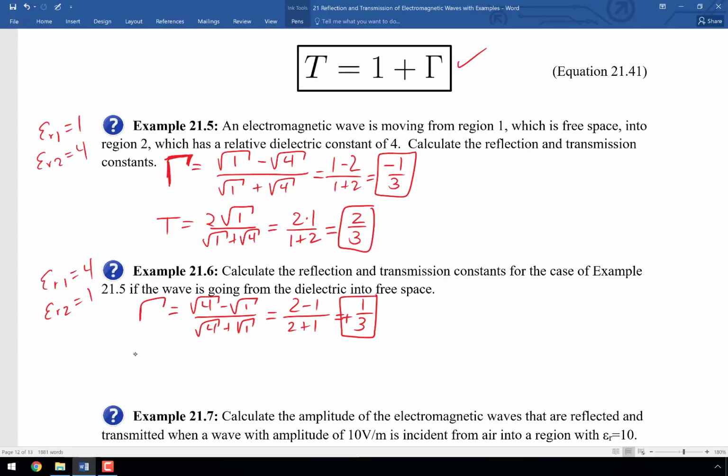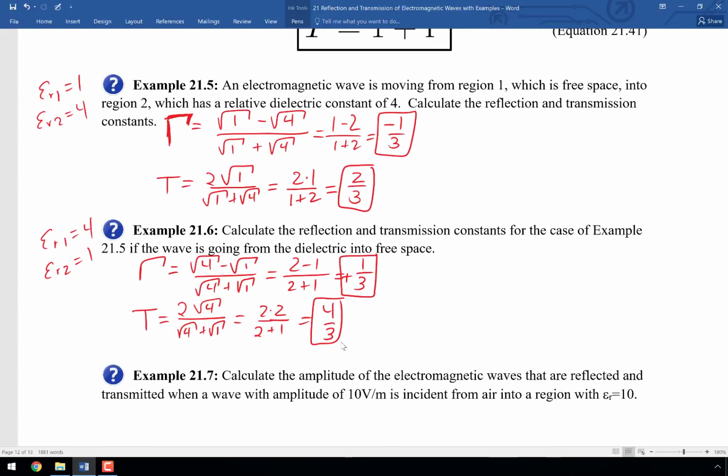And then t is equal to 2 times the square root of 4 divided by the square root of 4 plus the square root of 1, which is 2 times 2 over 2 plus 1, which is 4/3. Phew, that was the sound of my mind getting blown, because it seems that the transmitted wave carries more amplitude than the original wave did.